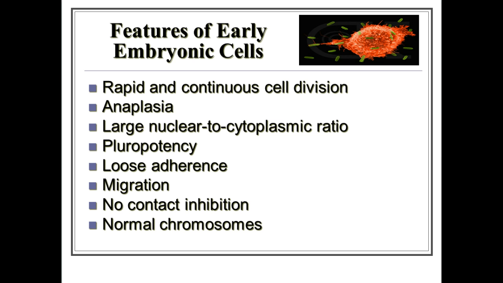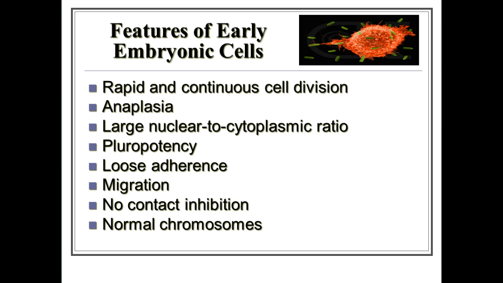Next, features of early embryonic cells. When you talk about early embryonic cells, they have rapid and continuous cell function. They have anaplasia. They have a large nuclear to cytoplasmic ratio.